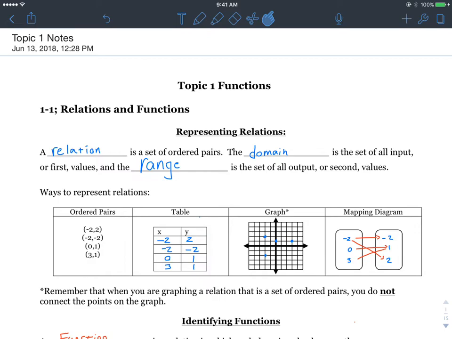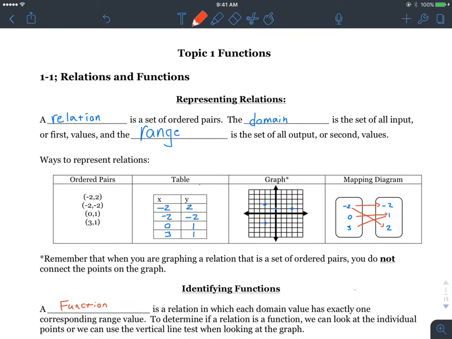Alright, today we have relations and functions. So a relation is a set of ordered pairs. The domain, we're going to say, is the set of input or the first values, and then the range is a set of all output or the second values. Okay. Different ways you can write out relations.